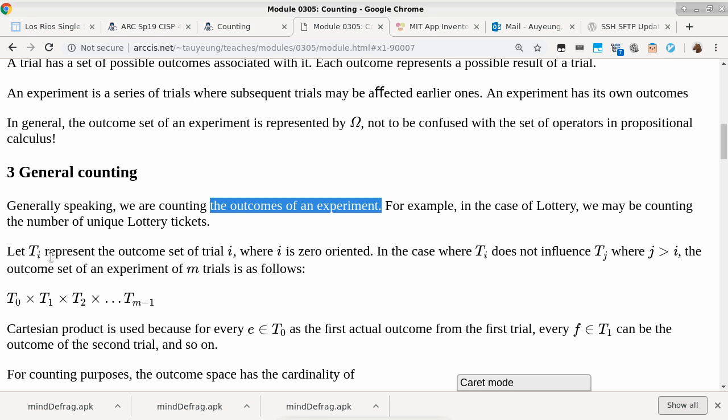There are a few symbols that we are going to use here. I'm going to use the symbol T with a subscript i to represent the outcome set of trial i. Remember, an experiment is a series of trials. So T_i represents the outcome set of the ith trial. We start with 0. That's the important part, it's 0-oriented. In this case, T_i does not influence T_j, where j is greater than i. So this is with replacement.